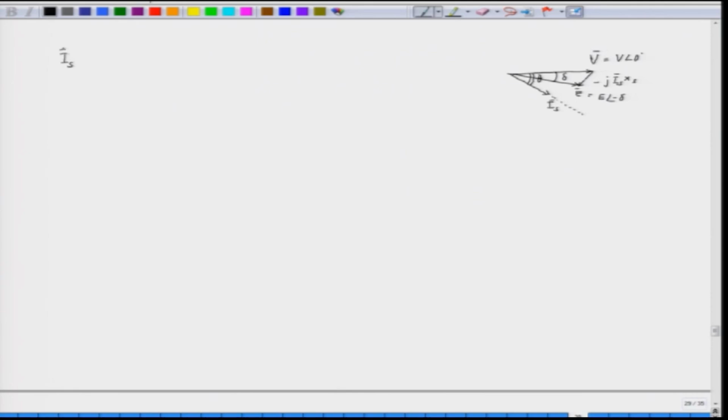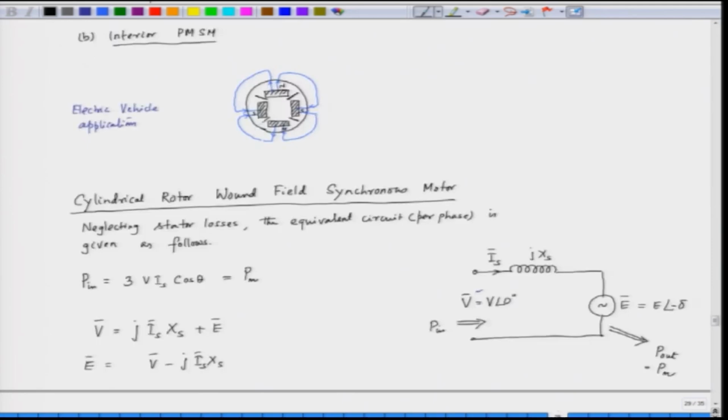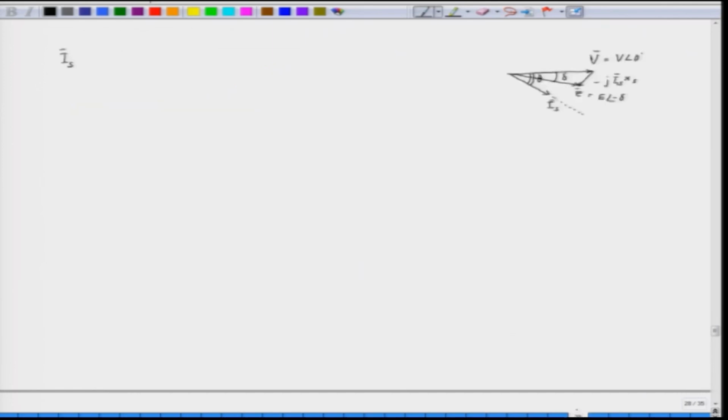I_s is the current which is flowing in the circuit. So, what is I_s here? I_s is nothing but (V minus E) by jX_s. So, applied voltage minus the induced EMF divided by the reactance gives us the current phasor.